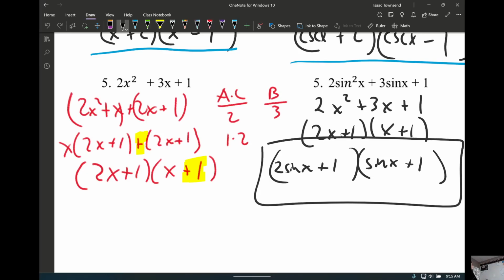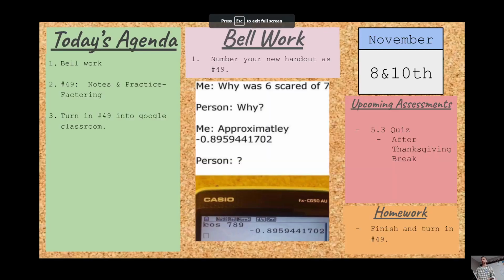But if you struggle with any of that, I would be happy to help. But you guys have a large chunk of time here. You've got 45 minutes to get those 10 questions done. So you absolutely should get those finished in class and not have homework. And then I will ask that you turn that into Google Classroom. So I will make that right now.